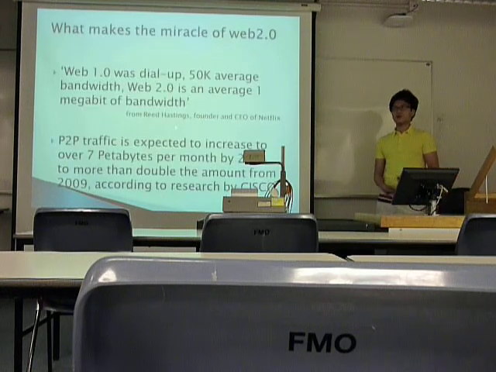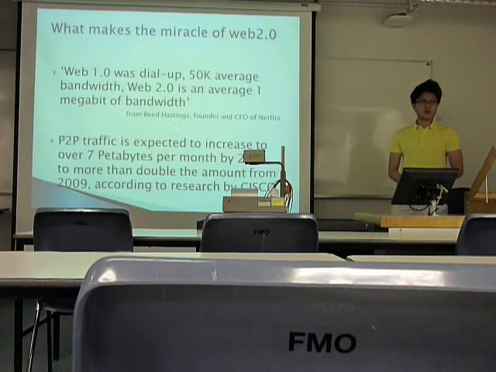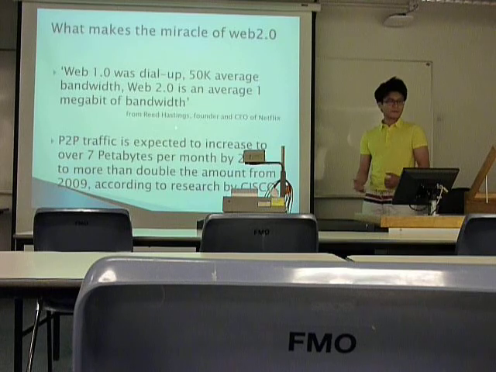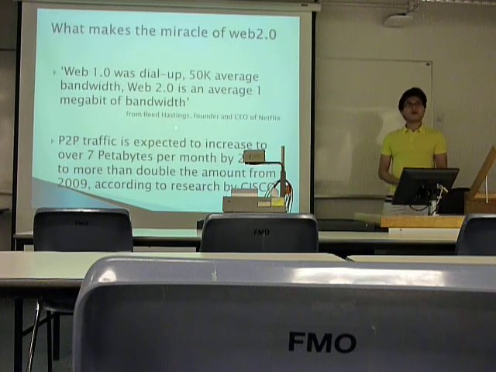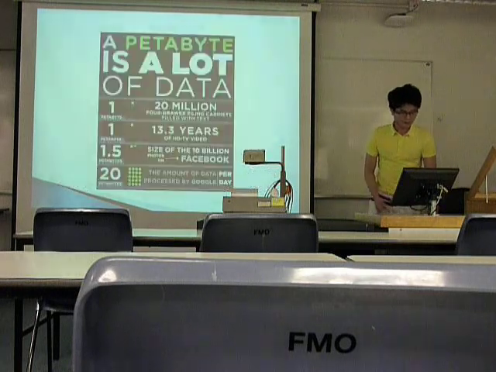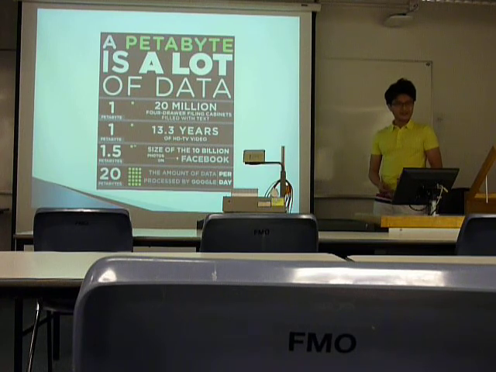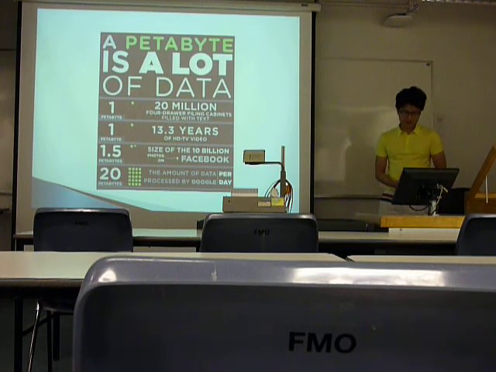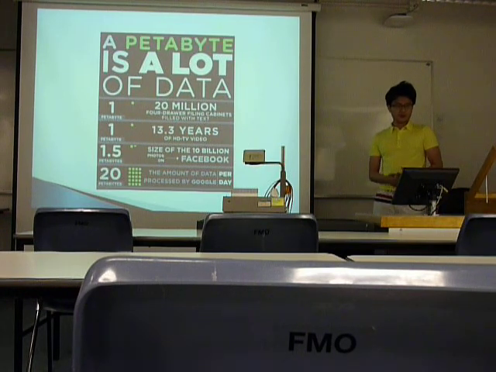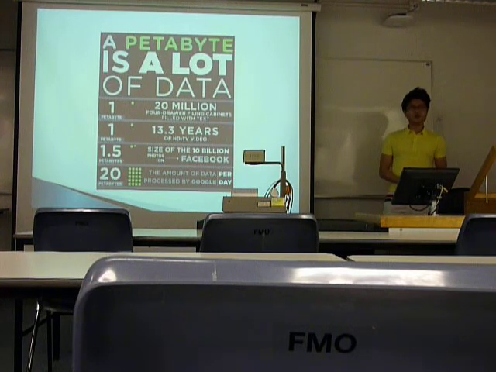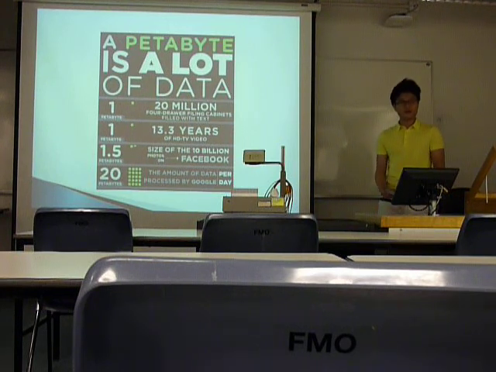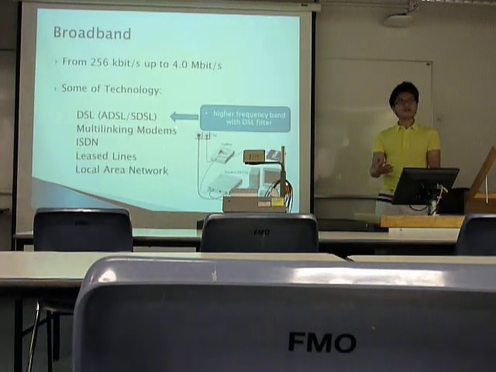So after we know the power of Web 2.0, what makes the miracle of it? First of all, because the bandwidth has increased, and the petabyte is a lot of data. 1 petabyte is equal to 30.3 years of HD TV video, and 20 petabytes is equal to the amount of data processed by Google per day. So we can see the power of bandwidth helps us a lot to bring more data onto the internet.